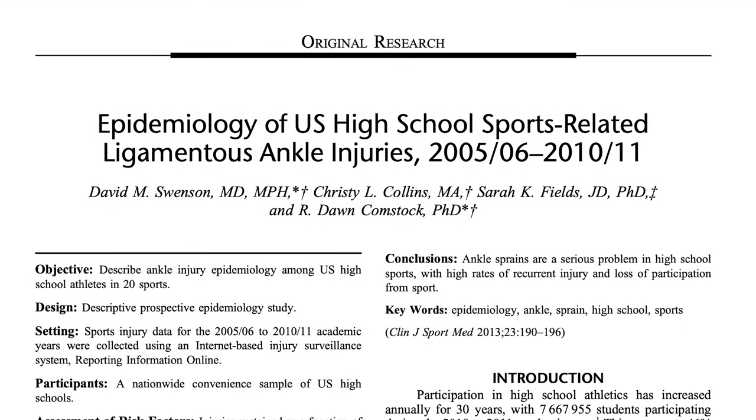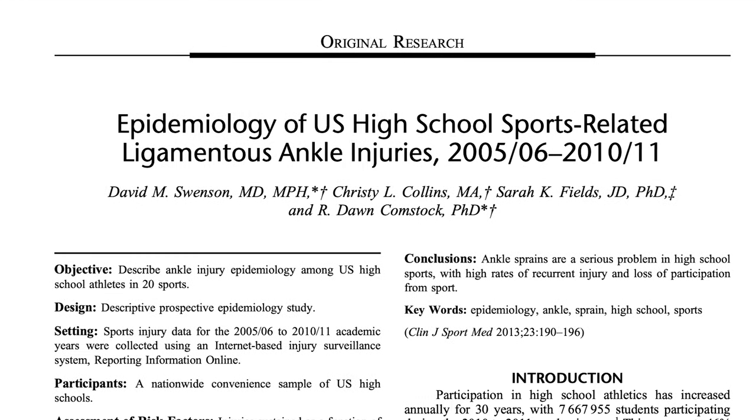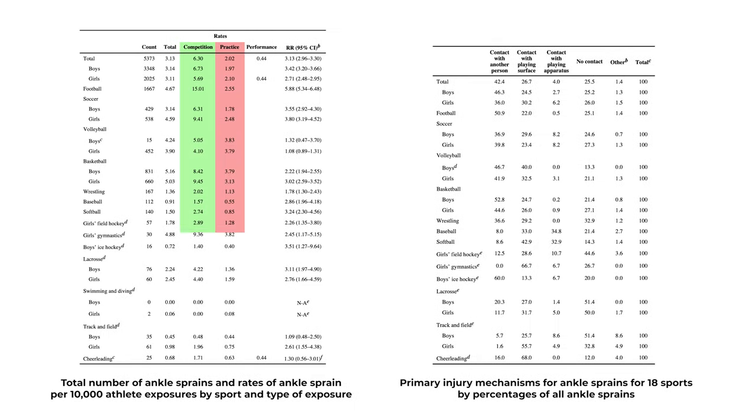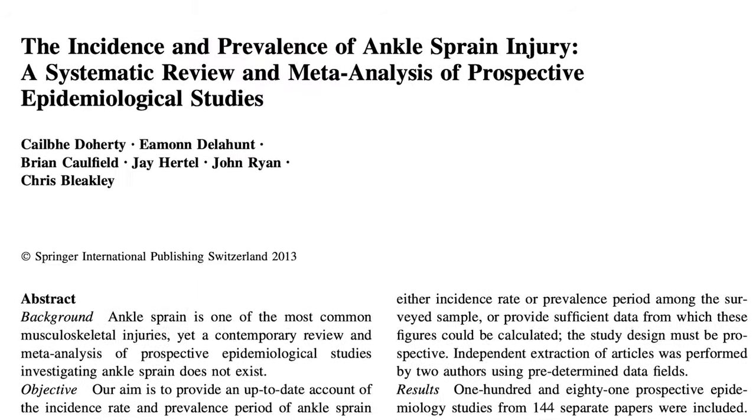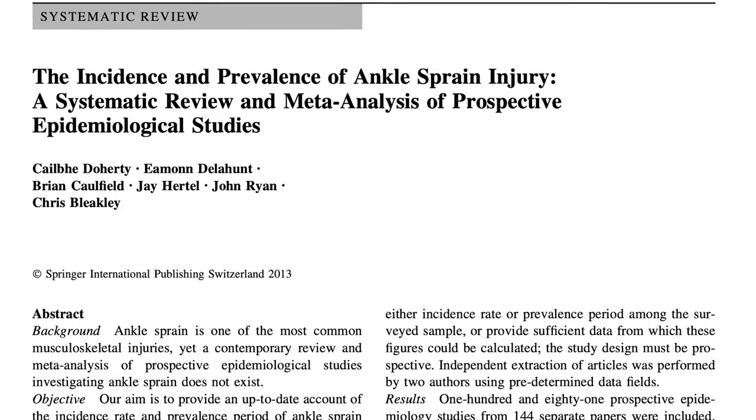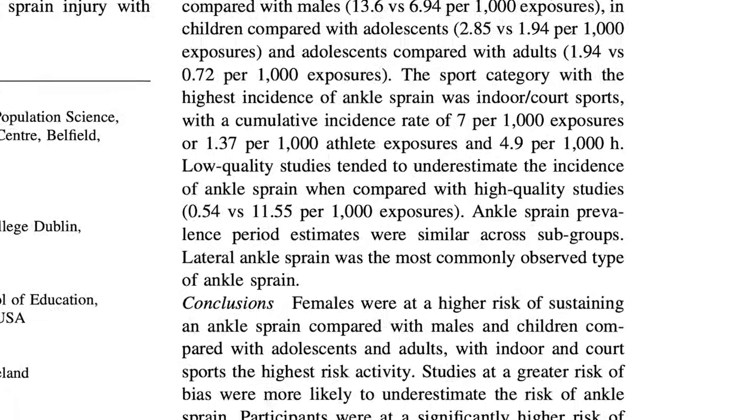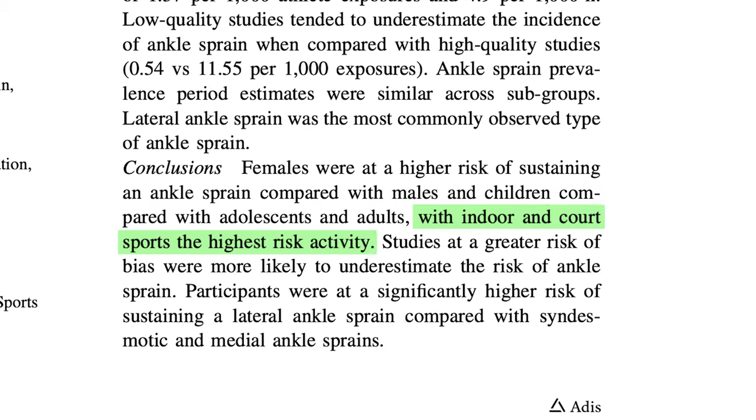Activity modifications. According to research by Swenson et al. in 2013, you are more likely to sustain a lateral ankle sprain during sports competition compared to practice, and a large proportion of those injuries are due to contact with another person. A different systematic review and meta-analysis by Doherty et al. in 2013 concluded that athletes competing in indoor and court sports are at the highest risk.